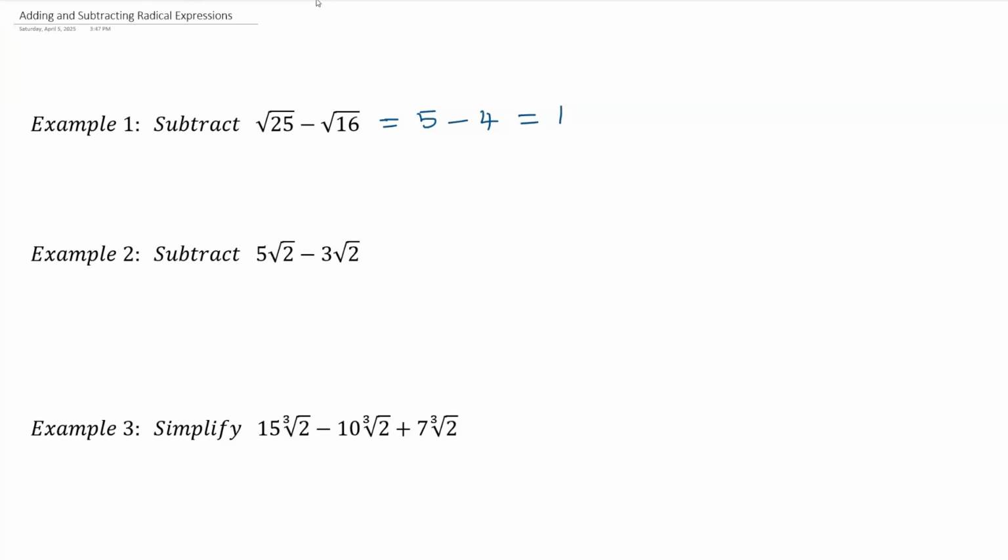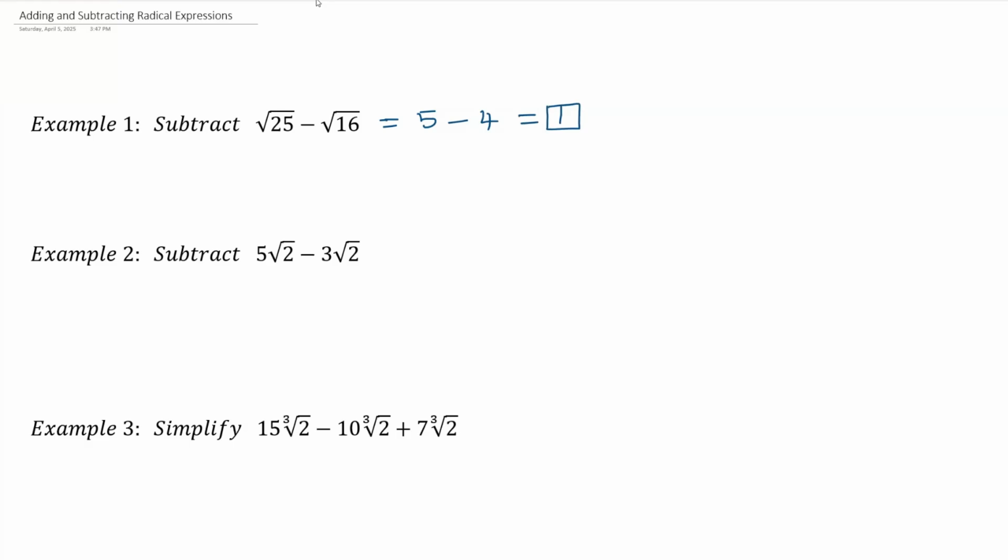So you have to remember, don't get caught up trying to subtract the 16 from the 25. You can't. Yes, 25 minus 16 is 9, but the square root of 25 minus the square root of 16 is not the square root of 9. You have to apply the square root first. So you have to do what's under the square root first, right? All right, so 1 is the answer for the first problem.